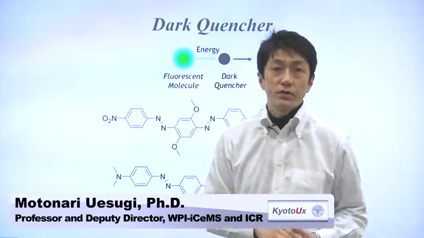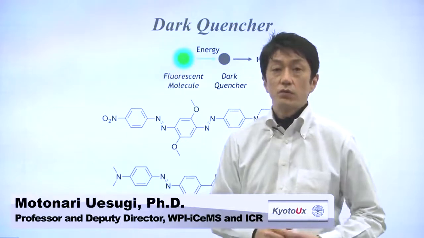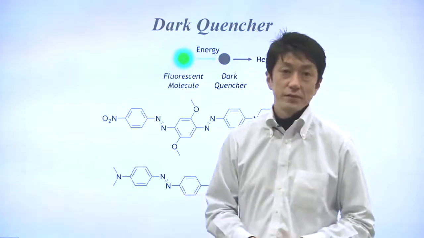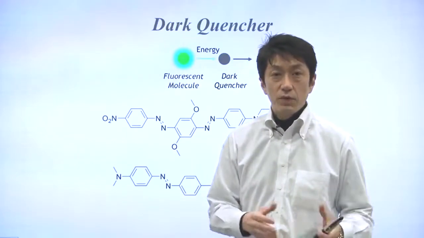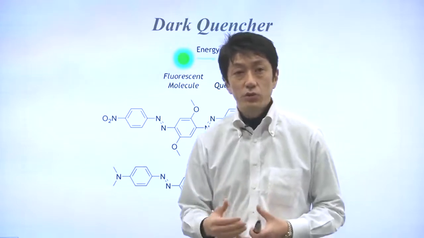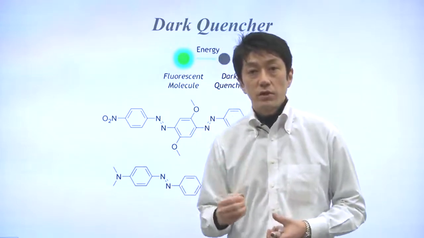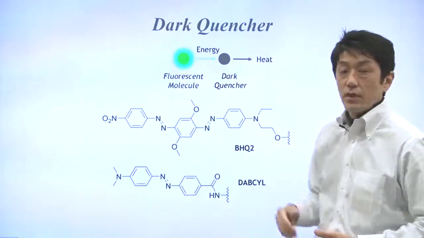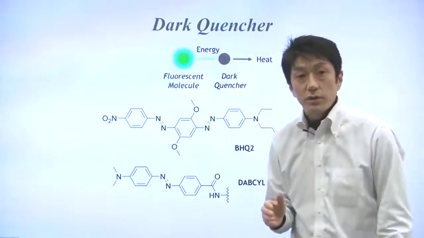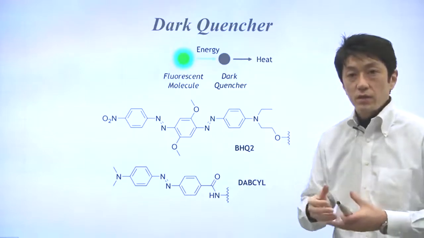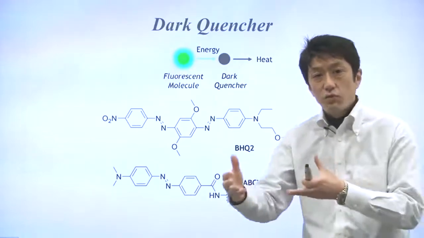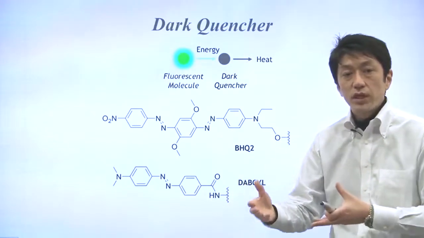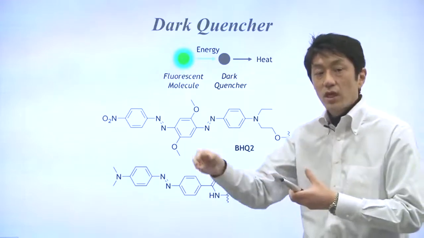In this video clip, I will show you two great examples of using fluorescent molecules for life science. Before I do that, I would like to show you the molecules generally called dark quenchers. A dark quencher is a molecule that sucks energy from a fluorescent molecule and releases the energy as heat.